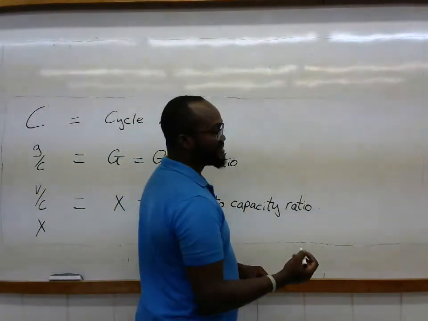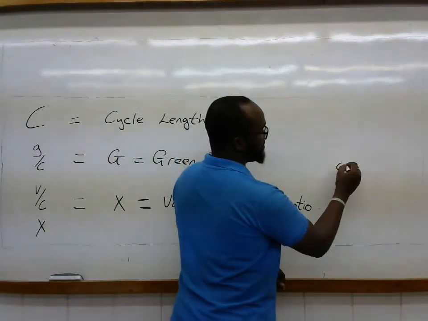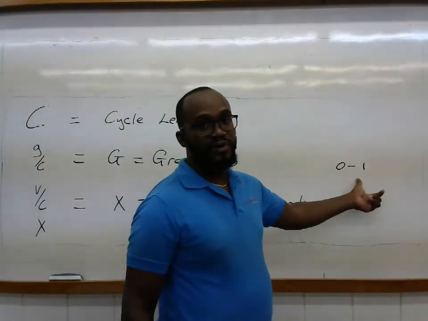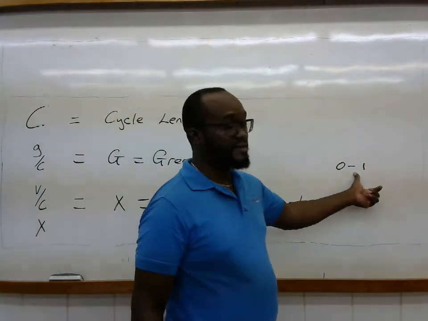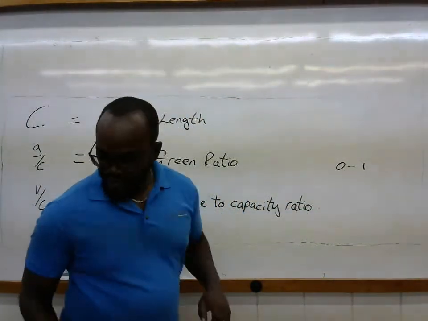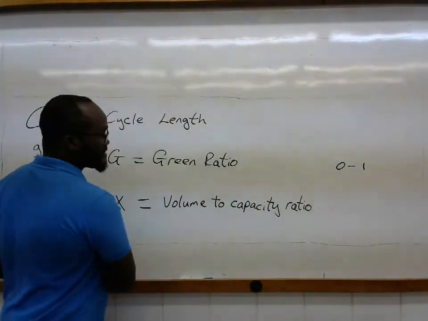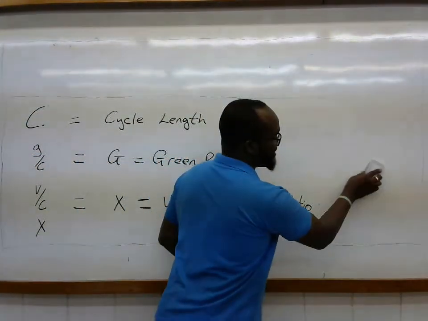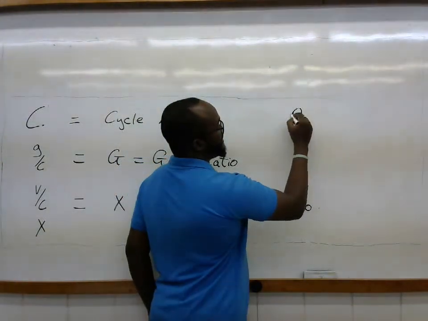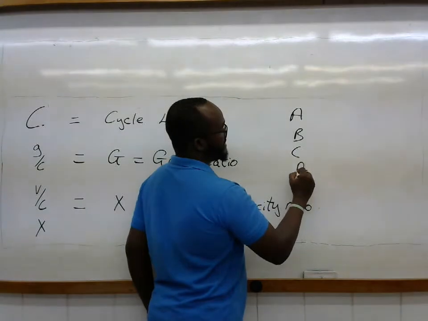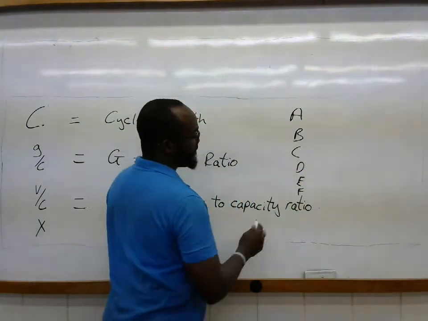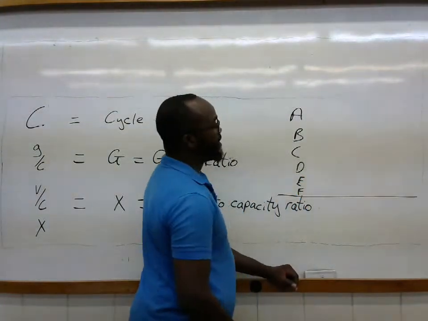As you can imagine, it's a term that has a range between 0 and 1, theoretically. Now, why is that important? Well, as you go through our computations, and if you look at the level of service classifications in the Highway Capacity Manual, A, B, C, D, E, F, these all assume a volume to capacity ratio of less than 1.